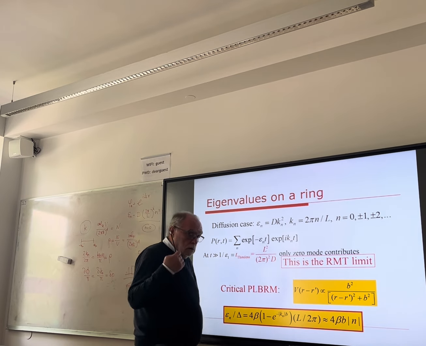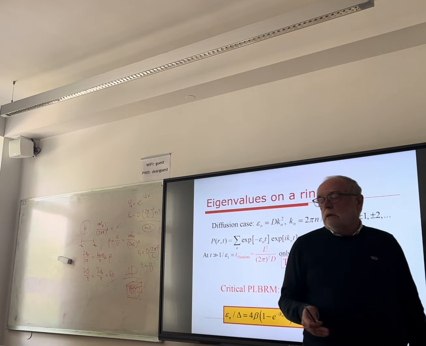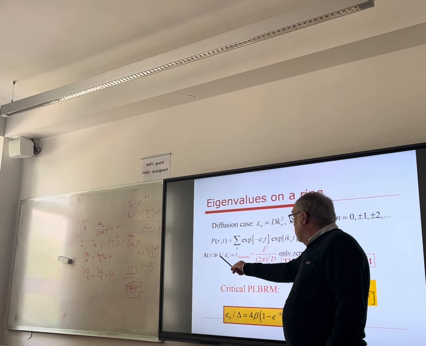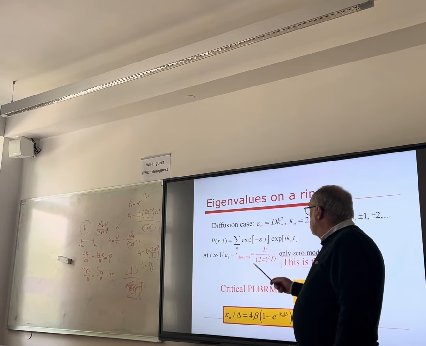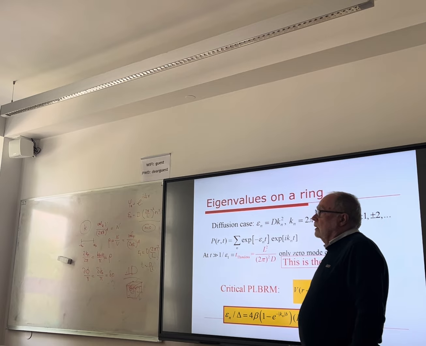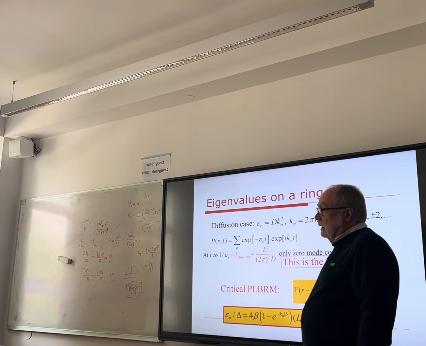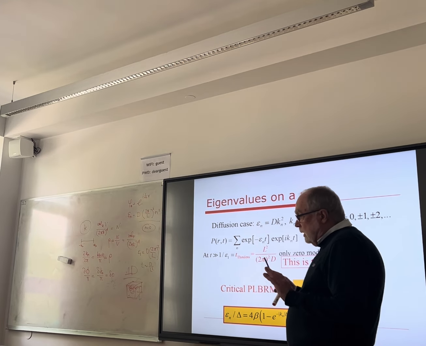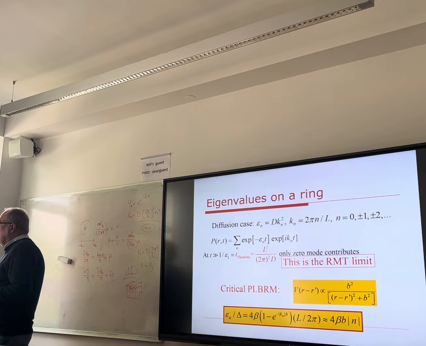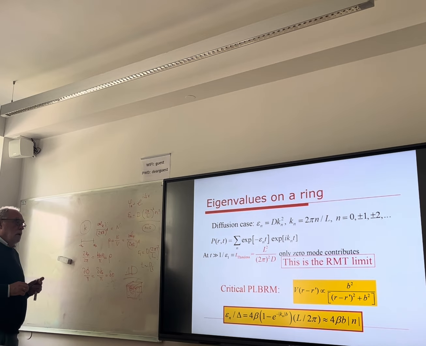But one thing is general. When the time is much bigger than this, then only the zero mode remains, and this is the limit where random matrix theory starts to work for any system. So for any system, if you have large enough time, you should expect that random matrix theory will work.